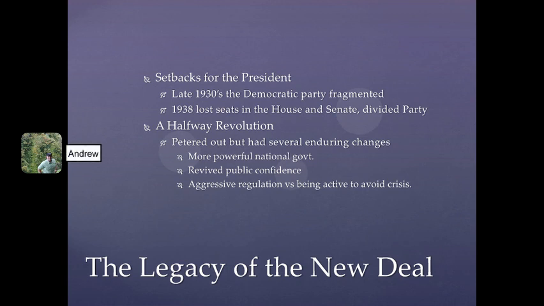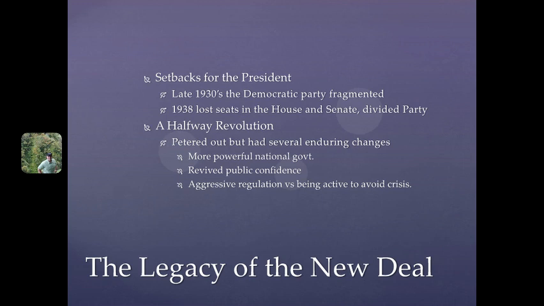Now, towards the end of the 1930s, as we ramp up towards World War II, the Democratic Party began to fragment. You had Southern Democrats now that had a completely different mindset than urban Northern Democrats. Also in 1938, they lost seats in the House and the Senate, so they didn't carry the majority that they needed to pass all that legislation. Your textbook refers to it as a halfway revolution, though it did get a lot of stuff done. It increased the power of the federal government exponentially. It made the federal government what it is today.